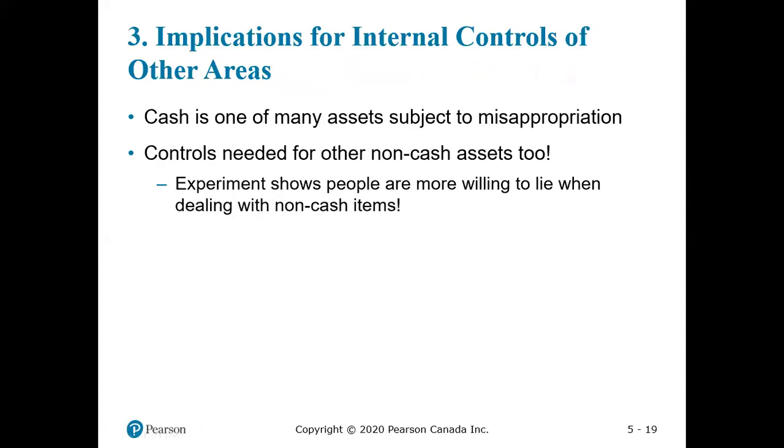Implications for internal controls of other areas. So cash is one of many assets subject to misappropriation. Cash is highly vulnerable to be stolen. But there's controls needed for other non-cash assets too. An experiment shows people are more willing to lie when dealing with non-cash items. So another example of a non-cash item that's subject to misappropriation could be inventory. So staff stealing items from inventory.